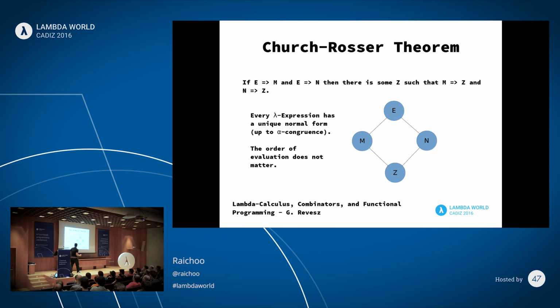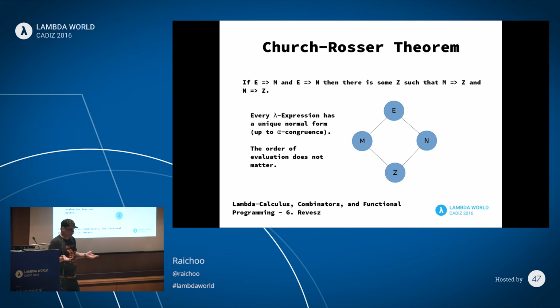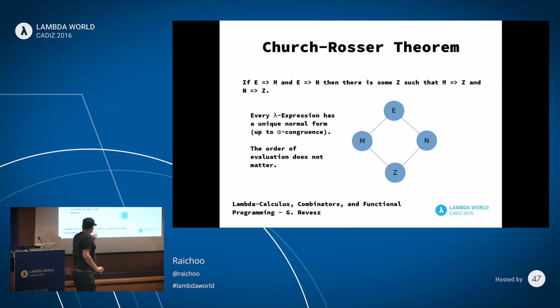And what it says is basically that every lambda expression has a normal form, up to alpha congruence. That sounds scary, but it's basically just that we can rename the arguments of a function. It doesn't change anything. So if you have lambda x dot x, it's the same thing as lambda y dot y. So this is what this alpha congruence means. What this basically means is the order of evaluation is not important, which is good. So we can pick any order of evaluation that we want to, and we end up with the same result.